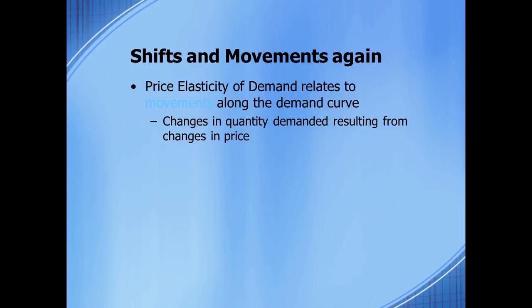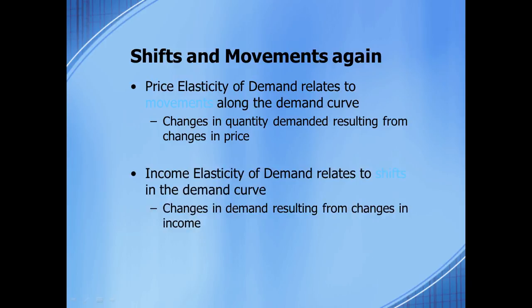Just look at these shifts and movements again. So the price elasticity of demand relates to movements along the demand curve, where the change in quantity demanded is a result of changes in price. And equally, the income elasticity of demand relates to shifts in the demand curve. So changes in demand result from changes in income.